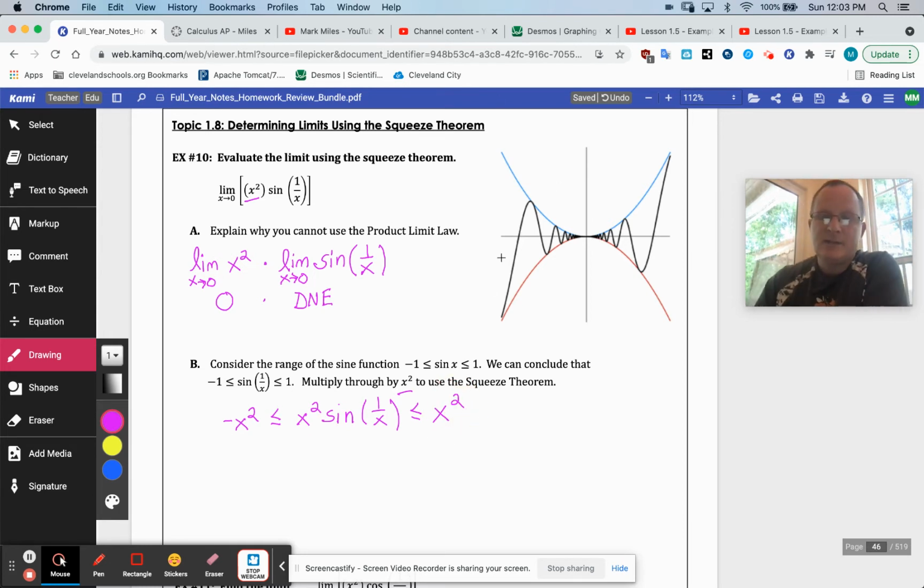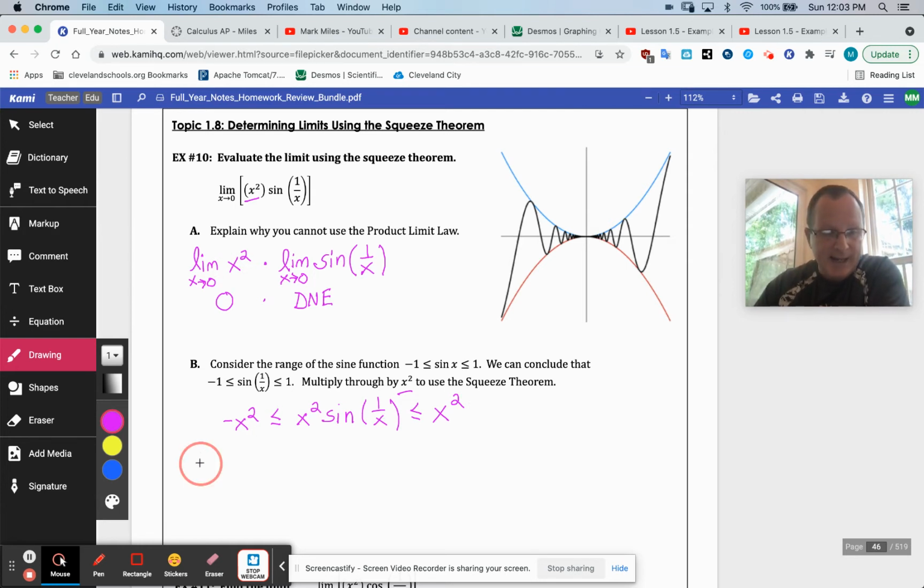Now we're here. The positive x squared is the blue graph up here. The negative x squared is the red one. And the black one is bouncing back and forth in between those two. So this is a fact. Now the squeeze theorem says that if these two have the same limit, that will be the limit of this one. So that's how we do it.